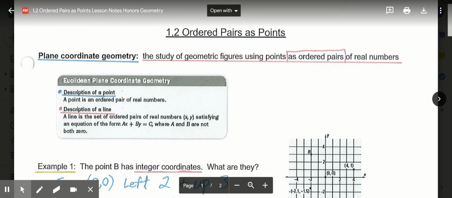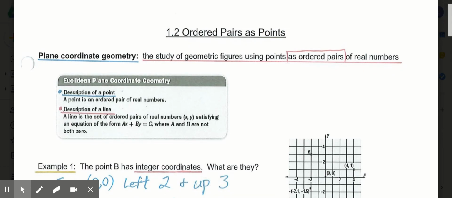So our description of a point in coordinate geometry or plane coordinate geometry is that a point is an ordered pair of real numbers. So you'll see that is slightly different than our description of a point from synthetic geometry.